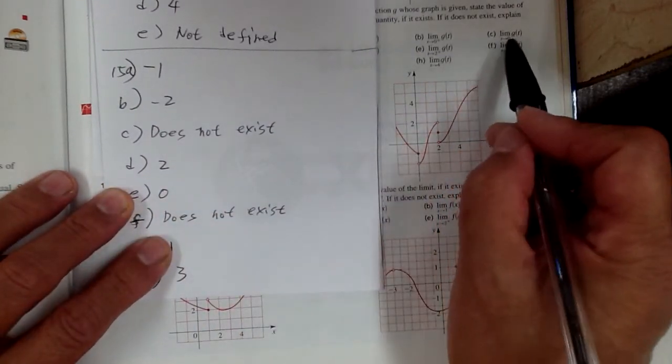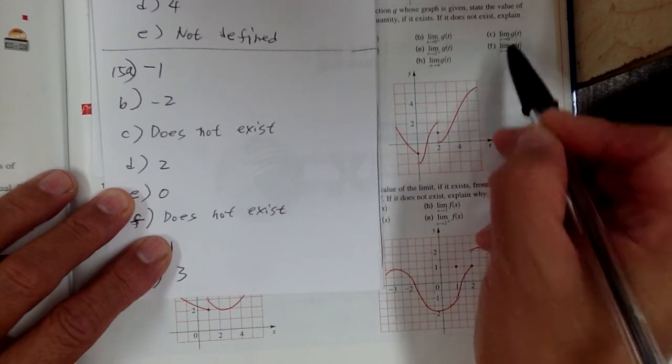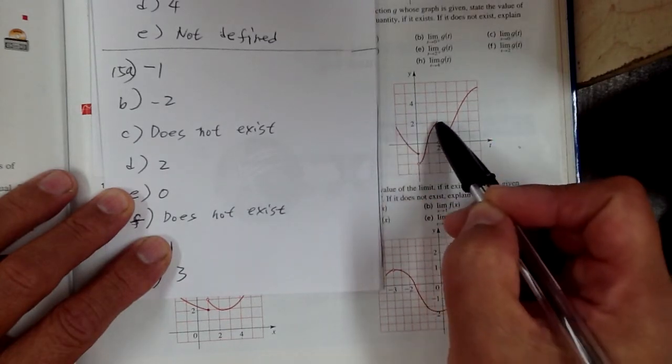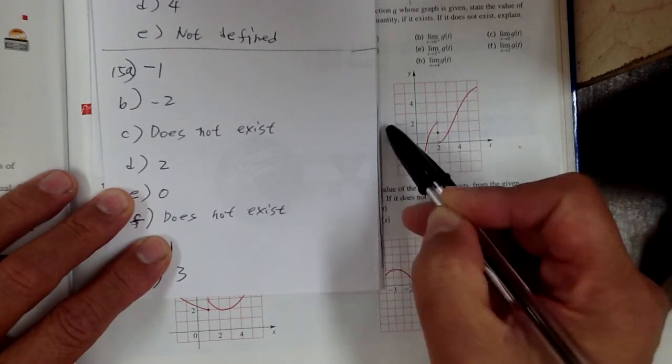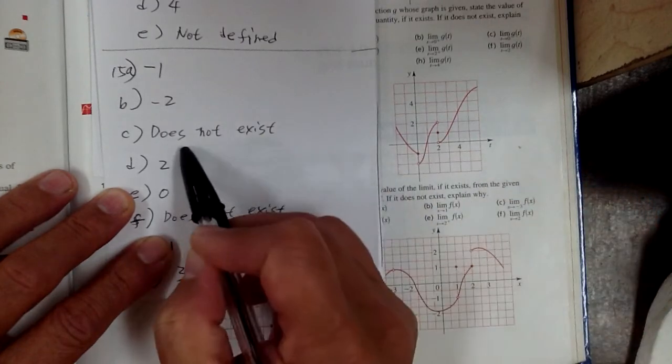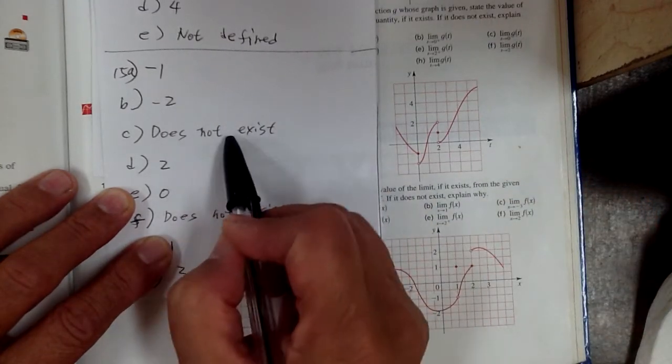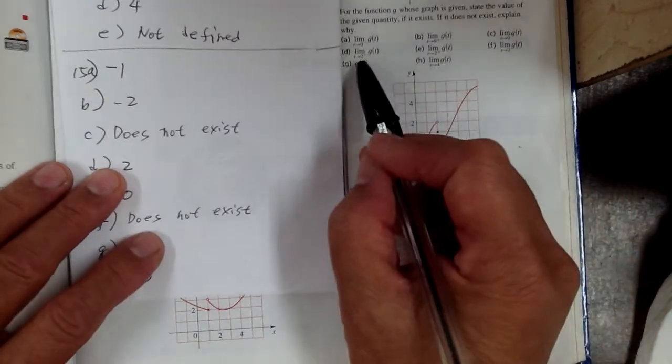Okay, next one, the C, it approaches 0 from both directions. So over here, it approaches from both directions. So from the positive direction, from the negative direction, it does not connect. So the limit does not exist. Okay. Now you go to D.